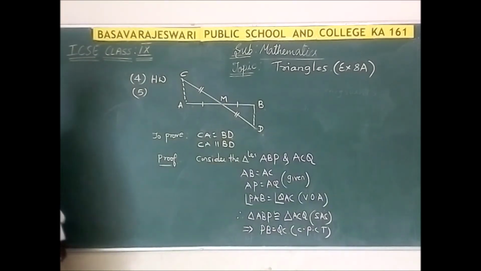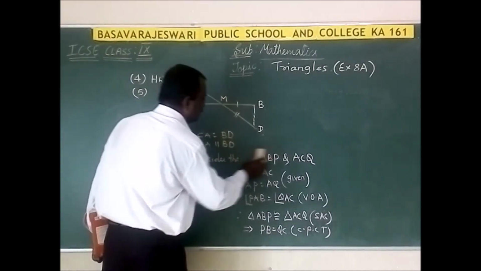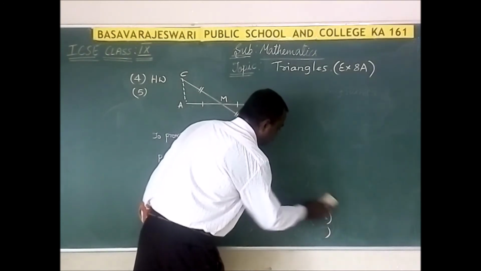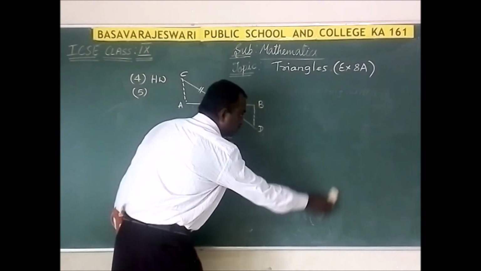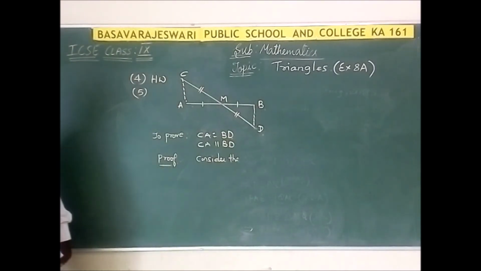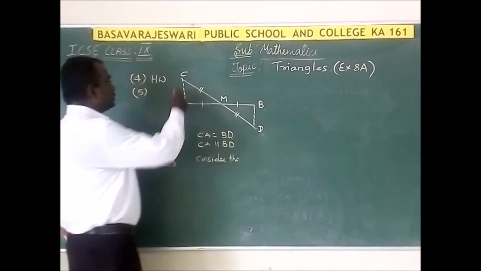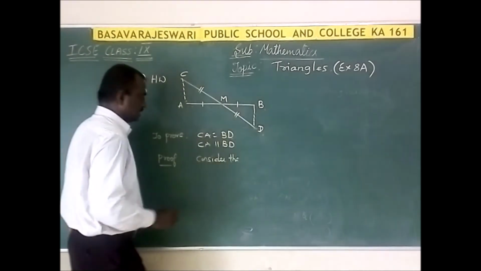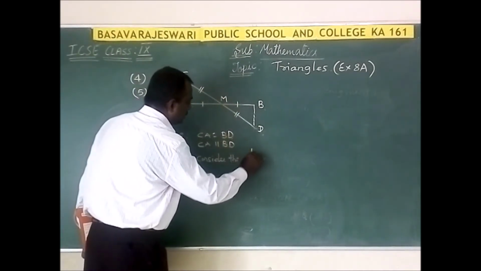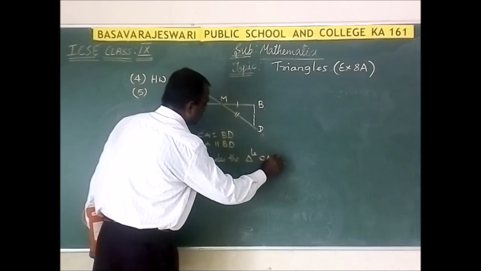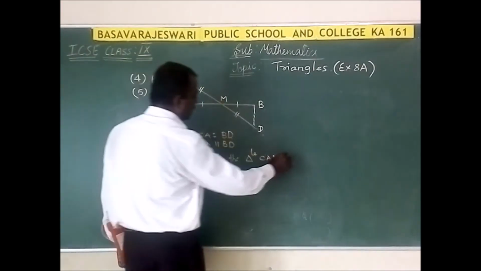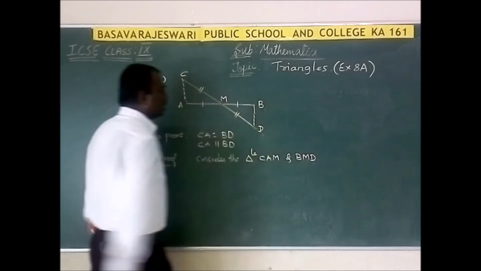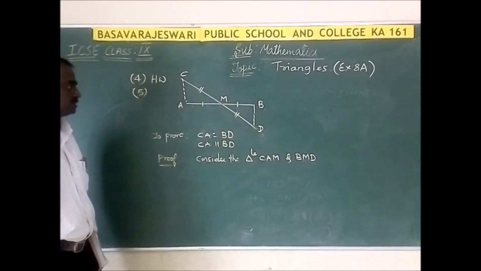So now what you have to do? You have to consider the triangles and prove the congruency of the triangles. Which are the two triangles you have to consider over here? Consider the triangles CAM and BMD. You have to prove the congruency of these two triangles.